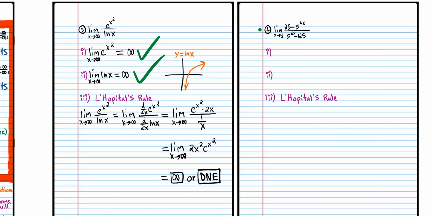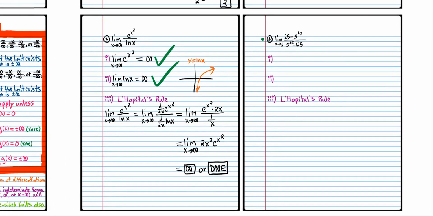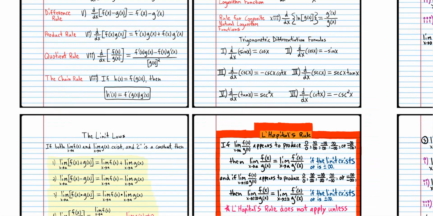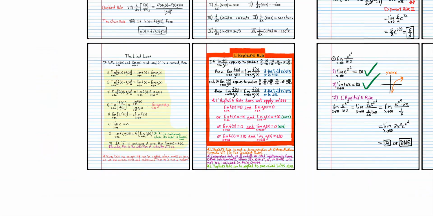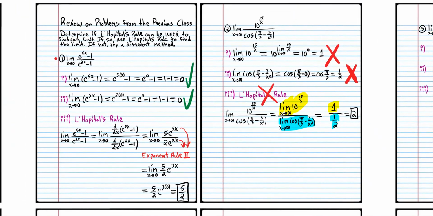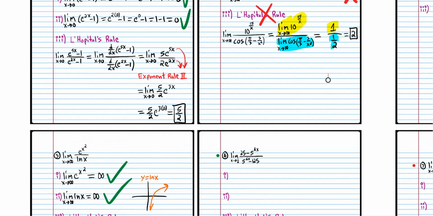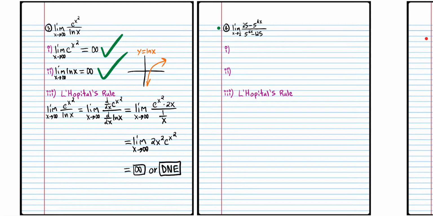So now it's time for you to try. Again, I'm going to give you one more chance to take a picture of the differentiation formulas and the limit laws at the left and L'Hopital's rule at the right, and get a picture of these two problems that we did. And go ahead and try number 4. You can use number 3 to help you. And when you come back, we'll do it together.